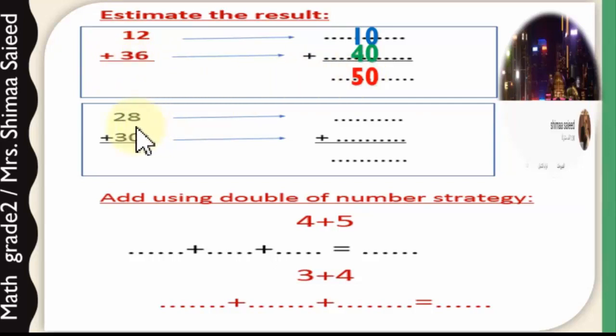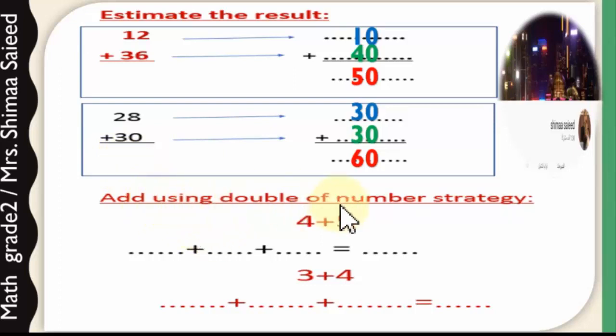Now 28. We will estimate 28 to 30. 30 as it is. 30 plus 30 equals 60. The value of the addition operation equals 58. 58 is close to 60.